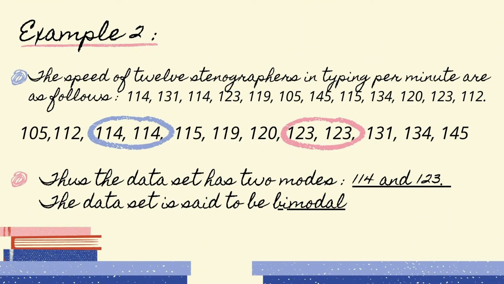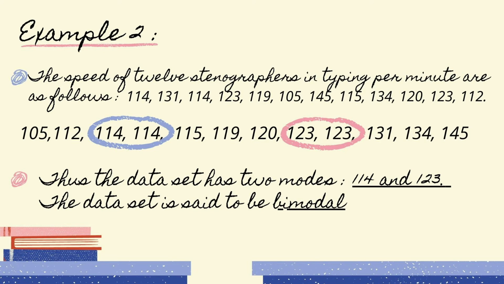For the second example, the speeds of 12 stenographers in typing per minute are as follows: 114, 131, 114, 123, 119, 105, 145, 115, 134, 120, 123, and 112. The second thing you need to do is to arrange it in ascending or descending order. In this case, I did it in ascending order.